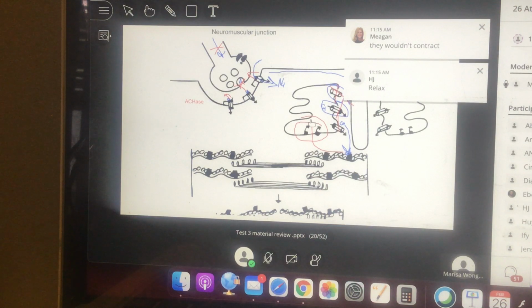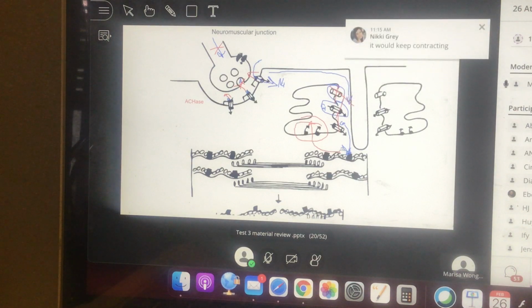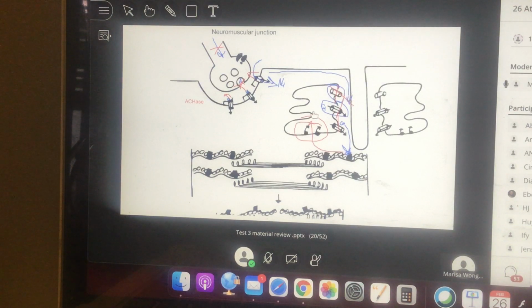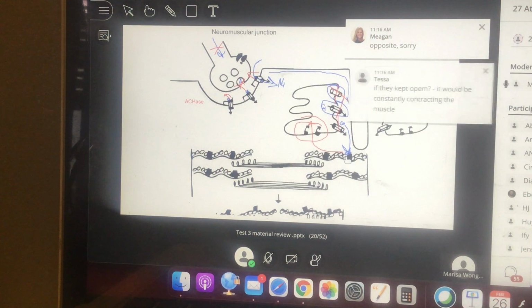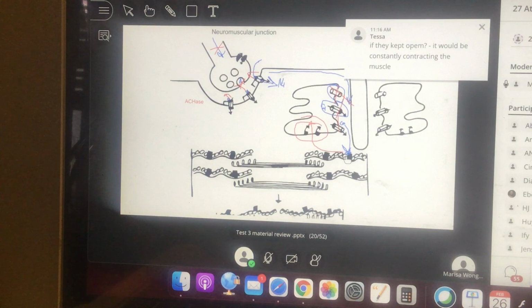Well, if these calcium pumps in the sarcoplasmic reticulum are not working, you're not taking calcium off of troponin. Calcium's going to stay stuck to the troponin. So Nikki's correct. As long as the calcium's stuck to the troponin, it's going to keep contracting. Yes, y'all are correct.